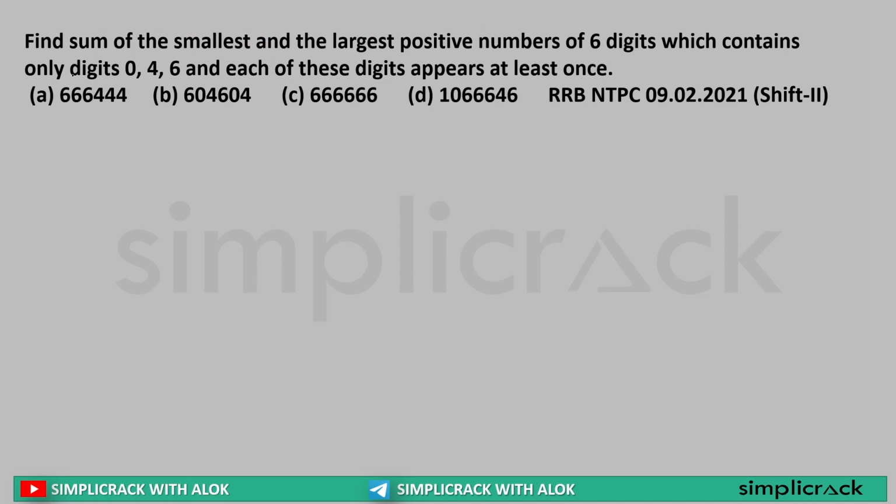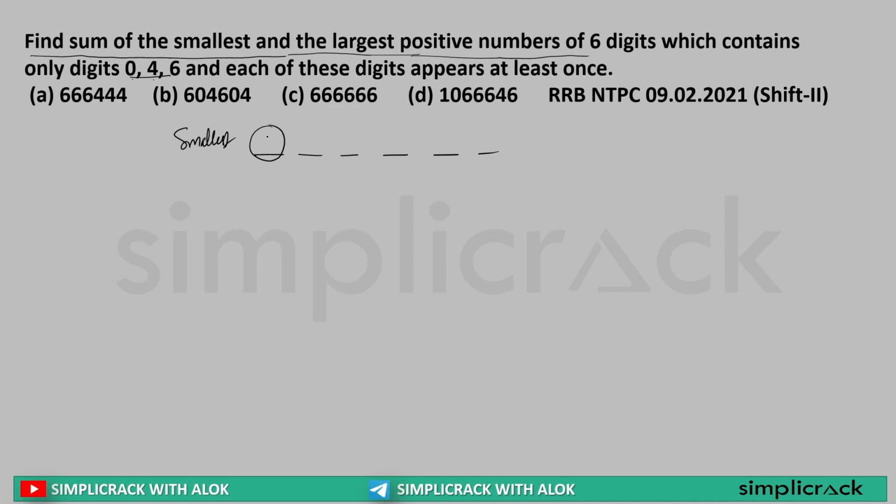Next. Find the sum of the smallest and largest positive numbers of 6 digits which contain only the digits 0, 4, 6, and each of these digits appears at least once. At least once. Now understand this. It is saying find the sum of the smallest and the largest positive number. Now, for a 6-digit number, 6 digits should be there, and 0 must be included. Here I can't put 0 first for the smallest number, because then it would be a 5-digit number, so I can put either 4 or 6.